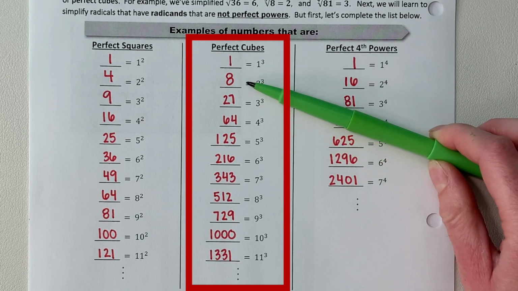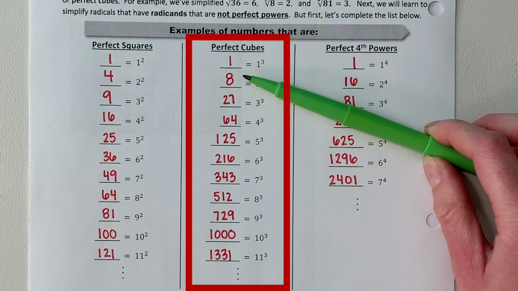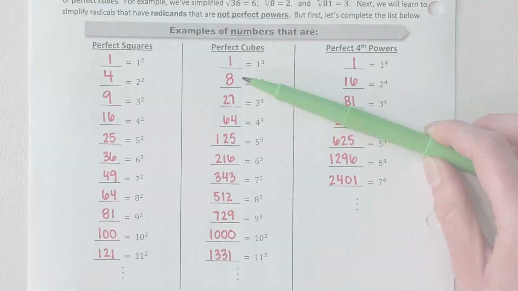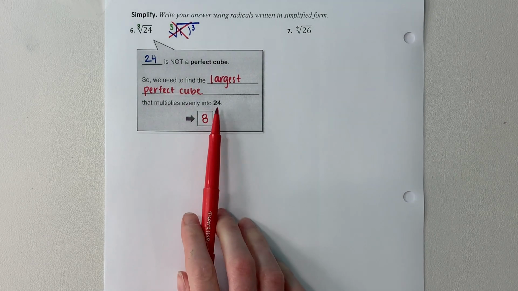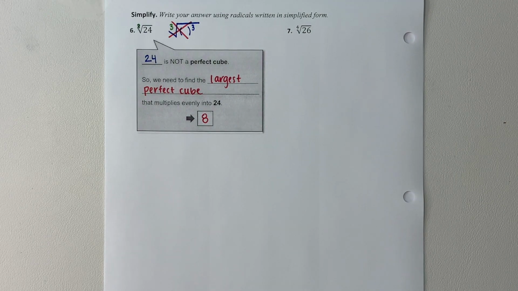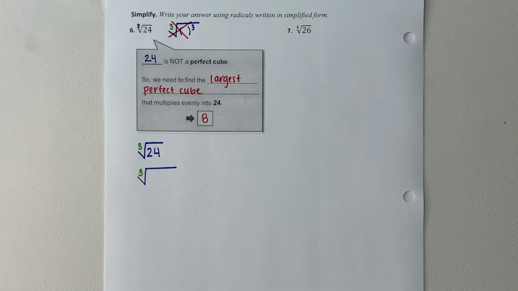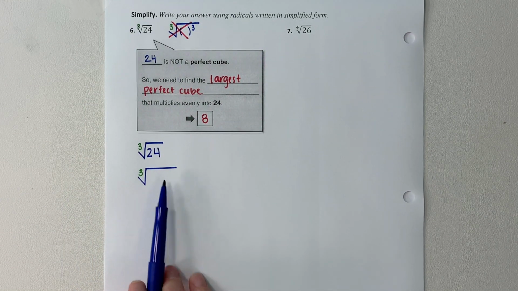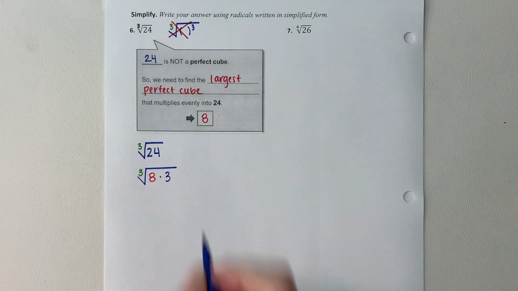The largest number I can find that's less than 24 on our list of perfect cubes is 8. Does 8 multiply evenly into 24? Yes, it does. So 8 is the largest perfect cube that multiplies evenly into 24. So I'm going to start by copying down our original problem here. We need to rewrite 24 as 8 times some number. 8 times 3 gives us 24.